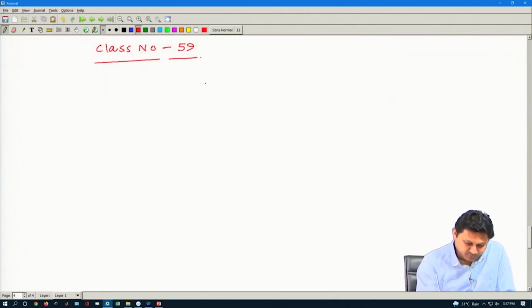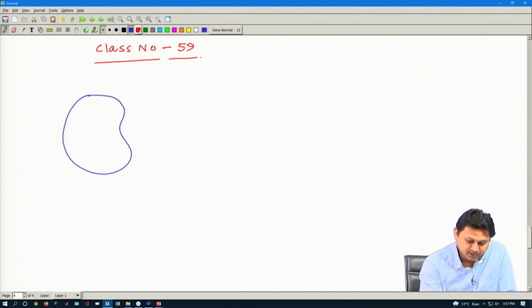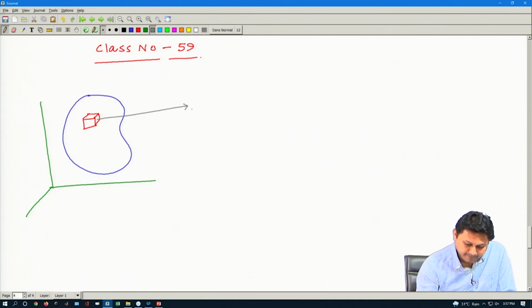So, in the last class we tried to find out, suppose I have a distribution of the dipole, and if I have a volume element here with some coordinate system, then what should be the vector potential. When we calculate the vector potential we find a few terms. So, let me first draw the geometry.